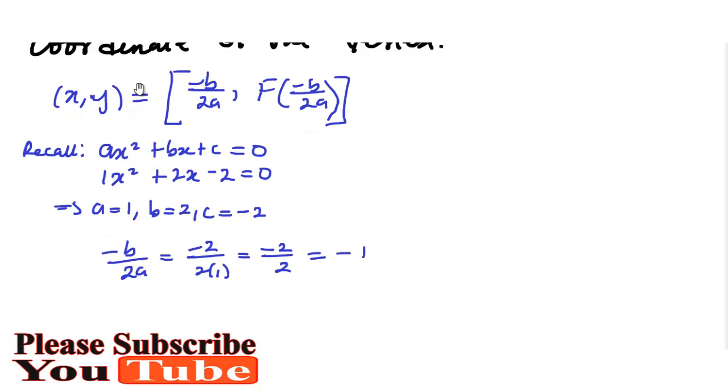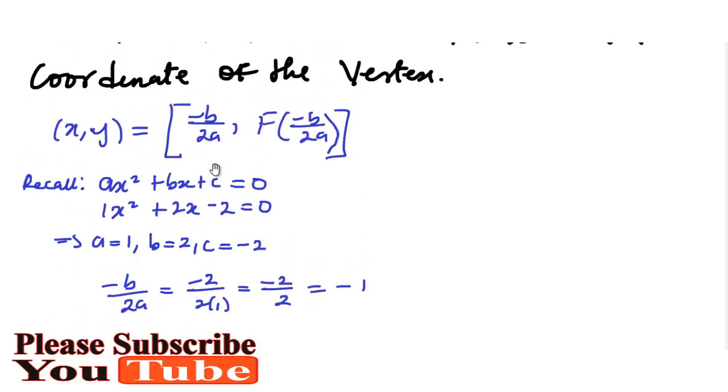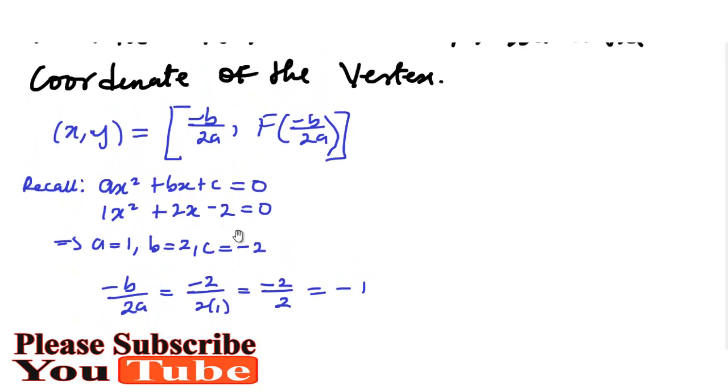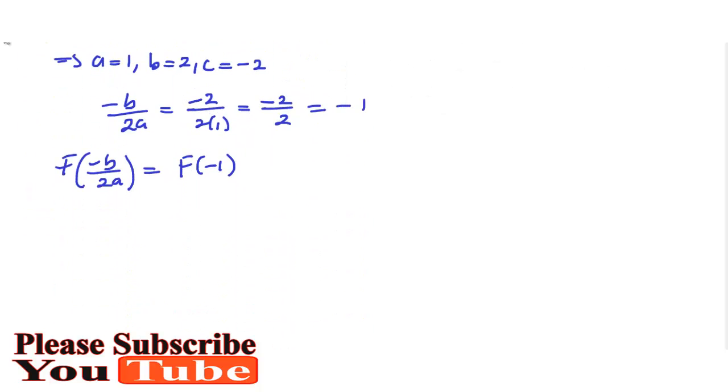Okay, so now we need f of minus b over 2a. So f of minus b over 2a is the same thing as f of minus 1. That is the value of f at x is equal to minus 1. So we are going to substitute x is equal to minus 1 in the original equation. And the original equation is, of course, f of x is x squared plus 2x minus 2. So f of minus 1, which is the same thing as y, basically.